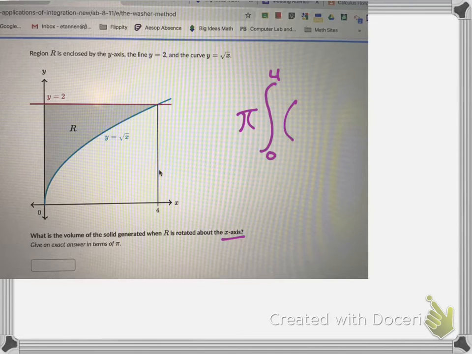And I'm just going to take the difference. The upper would be the y equals 2. 2 squared is 4. I'm just going to skip a few steps. Square root of x squared is x dx. Plug it into my calculator. Let's take a look.